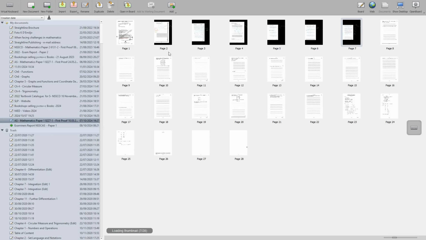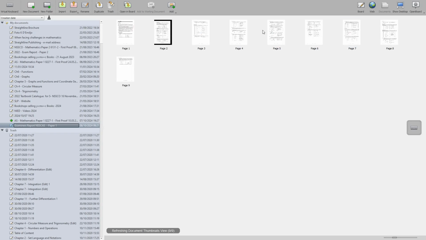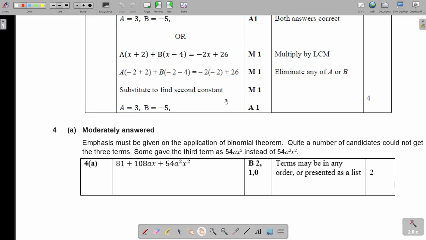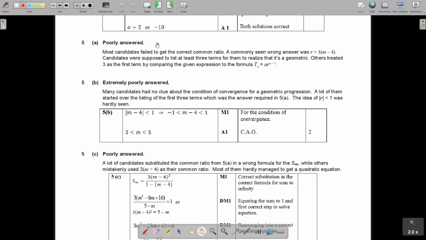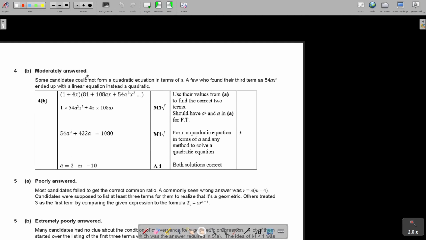Okay, let's go and see the examination report. Let's see if it was still 4A. No, it was the next one. It was B, and moderately answered. Some candidates could not form a quadratic equation in terms of a. A few who found their third term as 54ax squared ended up with a linear equation instead of a quadratic. Okay, that's sad. So basically just using the answer of a, putting it equal to 108, and then just factorizing and getting that answer.